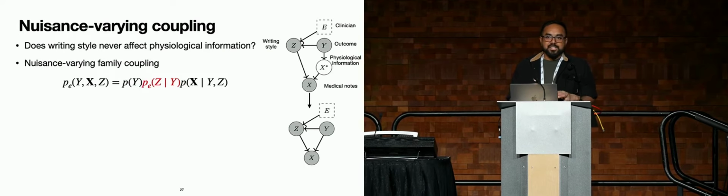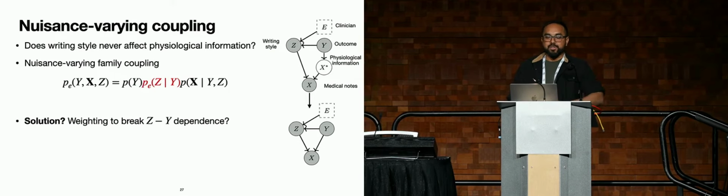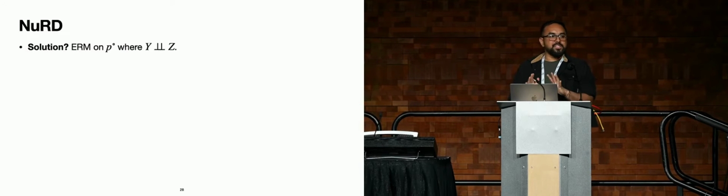So rewriting the factorization, again, you have a marginal distribution that is stable. You have a shifting Z given Y relationship and a stable X given Y comma Z relationship. So these graphs are pretty similar. So let's try to apply the weighting solution that we did before. Let's assume I gave you this unconfounded distribution, P cert, where Y and Z are independent. All you have to do is run ERM on it. Let's see if this works.